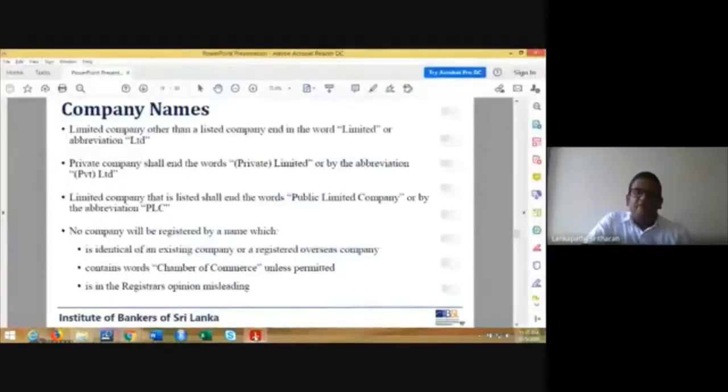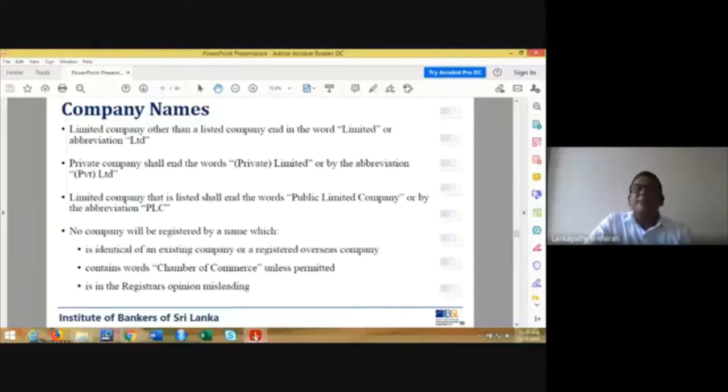Okay. The next one is the company name. As I mentioned already, there are some requirements for the company name, because the company name is one of the most important aspects in the registration of a company. They have to select an appropriate company name, which should not be identical to an existing company. And other than that, there are some other requirements related to company names.